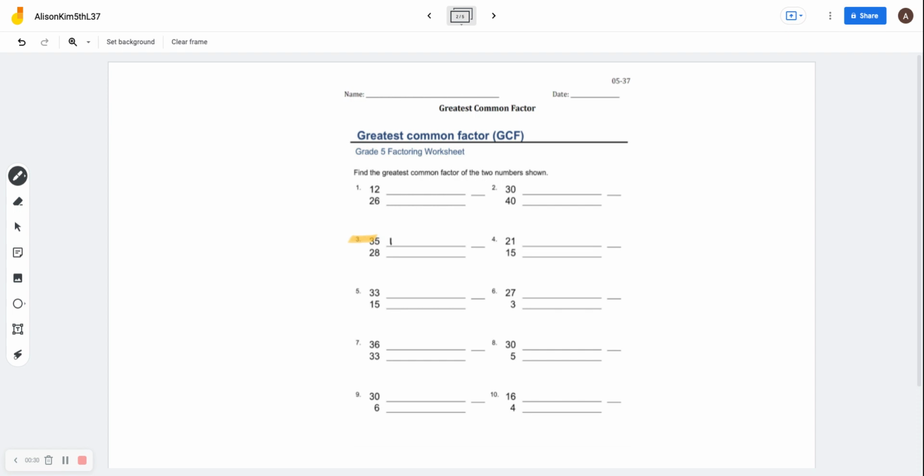So 1 times 35 equals 35, of course. 2 cannot go into 35. 3 also cannot go into 35. 4 cannot go into 35. 5 can go into 35 7 times, right? And we said that 1 times 35 is 35, so let's put 35. Now let's move on with 28, because for 35 we have 1, 5, 7, and 35. All numbers have a factor of 1 in itself.